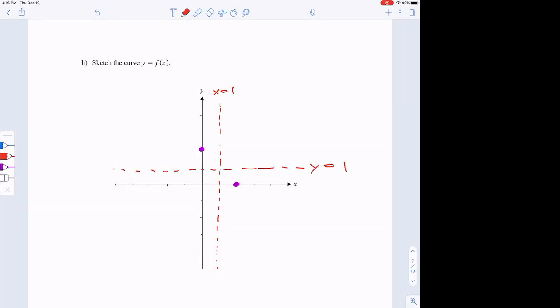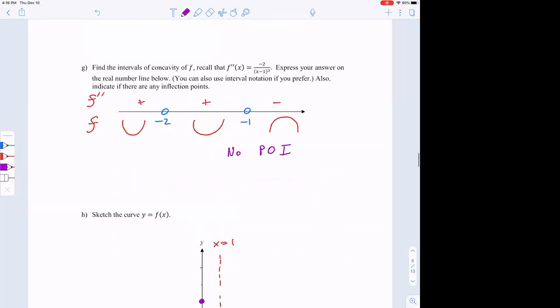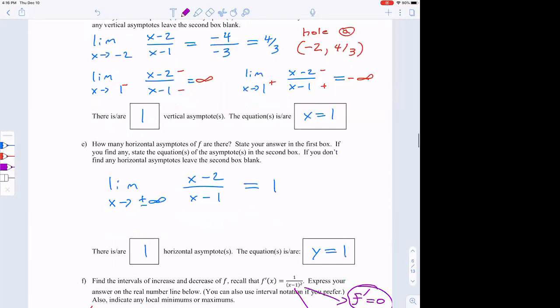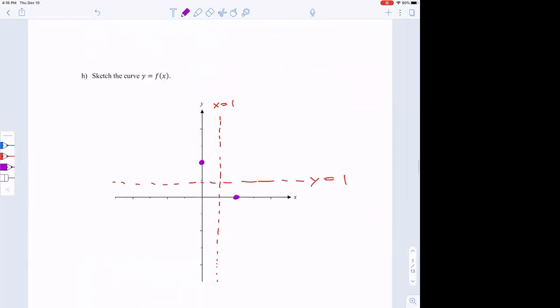Okay, and then we did have a hole. There was a hole at, where was that? That hole was at -2, 4/3. So -2, 4/3 might look something like there. -2, 4/3.